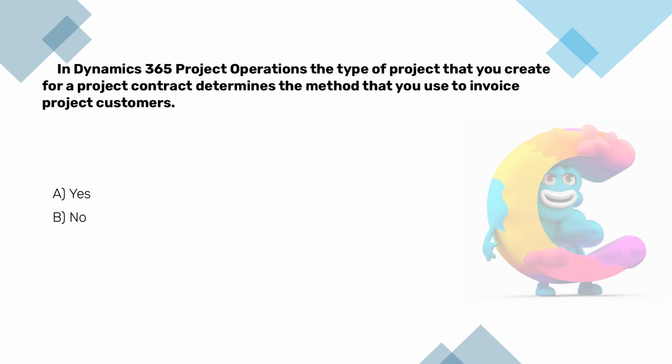In Dynamics 365 Project Operations, the type of project that you create for a project contract determines the method that you use to. Is it true? Okay, now pause the video here, have a bit of think, and then continue when you are ready. Yes, it is correct.